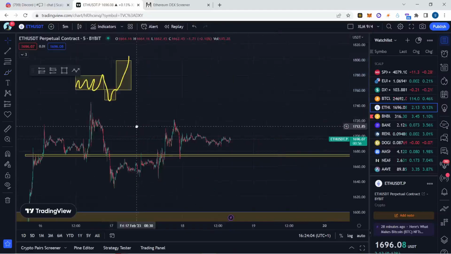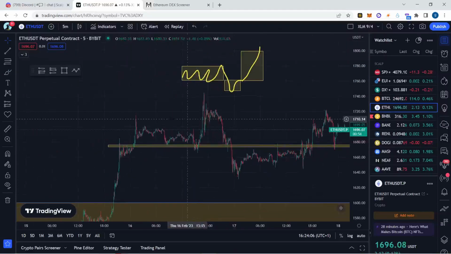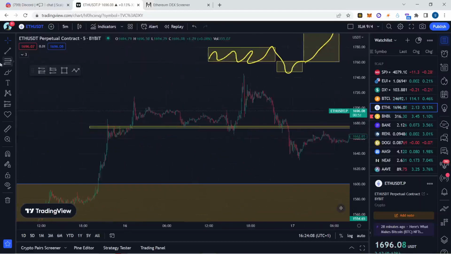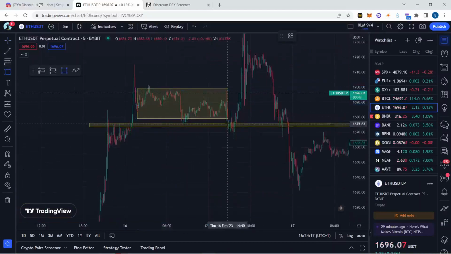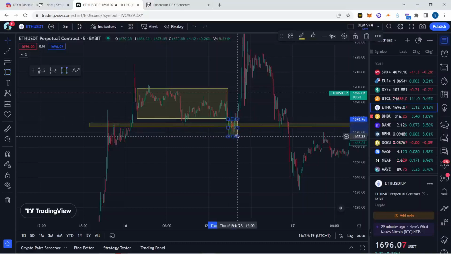Now let's find one in the chart. This will be good. So as you can see here, we have an accumulation zone. Price accumulates in this area. Then we get a manipulation. Price drops down.